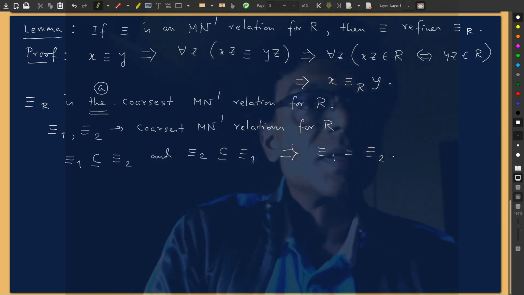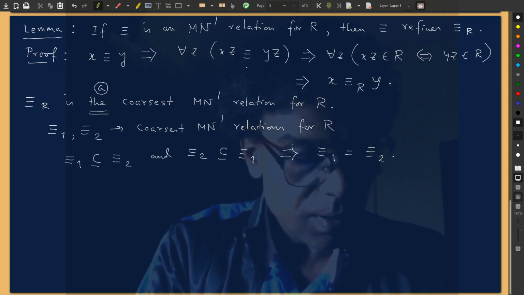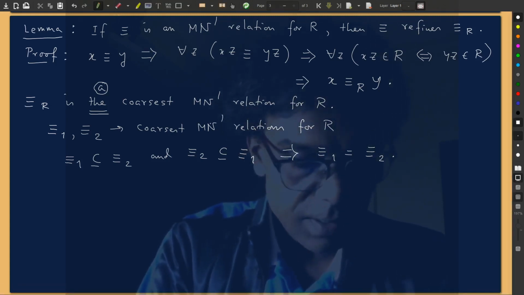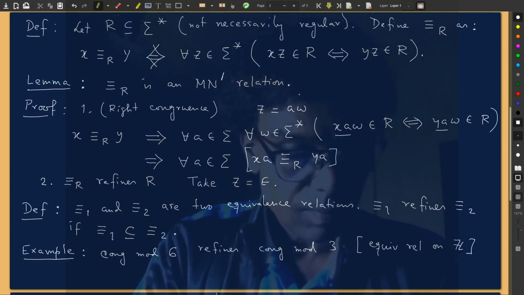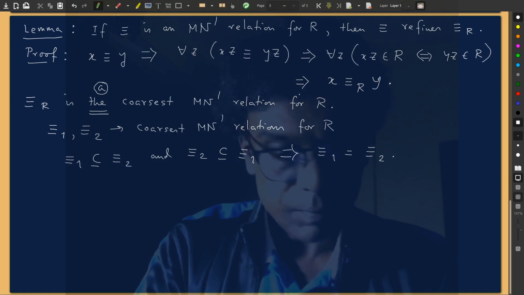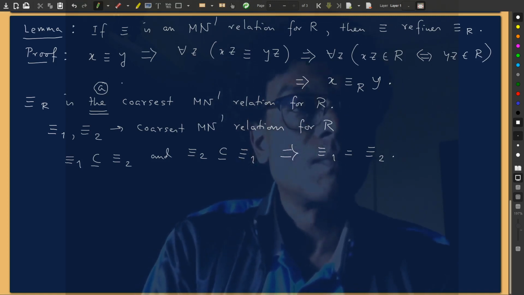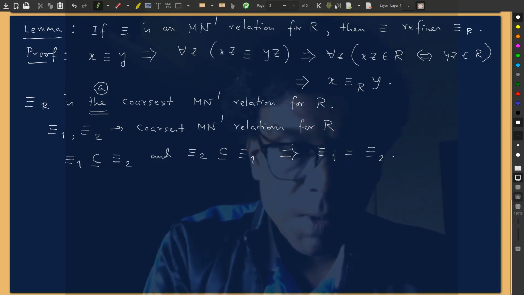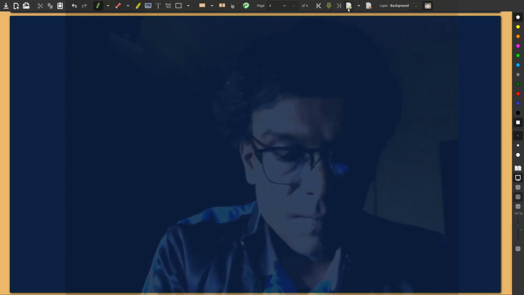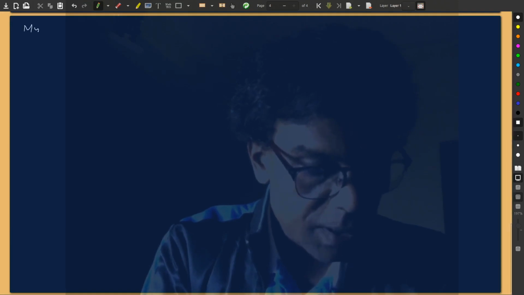Now, with this tool in hand, I now specialize to regular languages. Maybe I use a new page. Now this is called the Myhill-Nerode theorem.